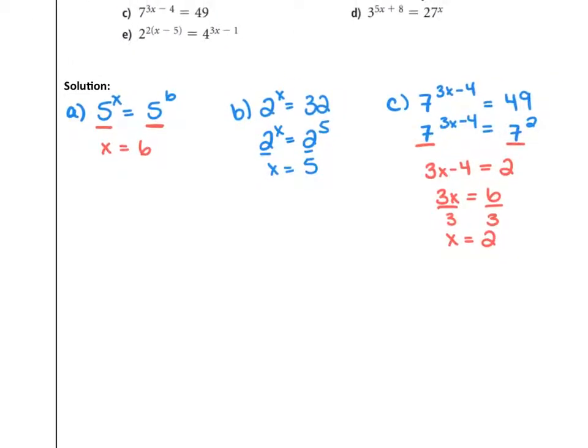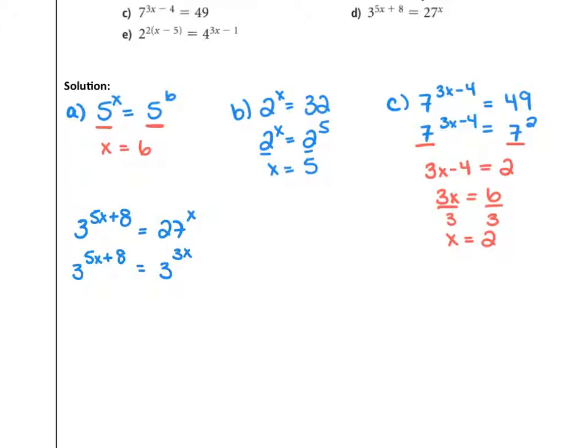D, 3 to the 5x plus 8 equals 27 to the x. So we're going to do the same thing here. I'm going to change that 27 into a base of 3. So this will still stay as 5x plus 8. 27 to the x becomes 3 to the 3, and we also have the x there.